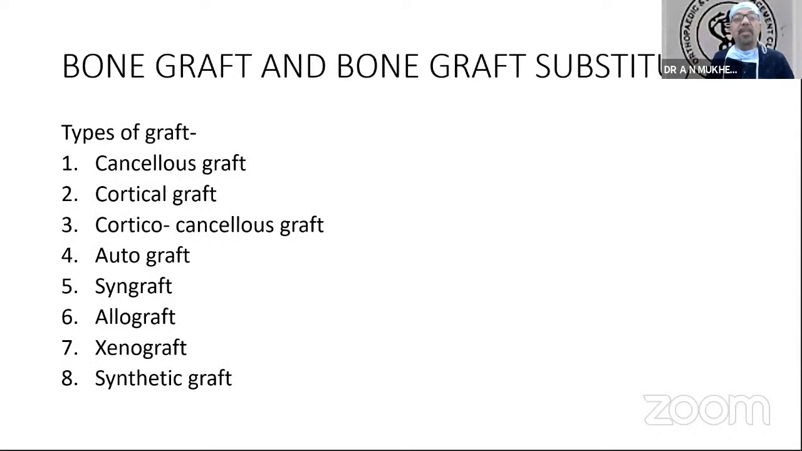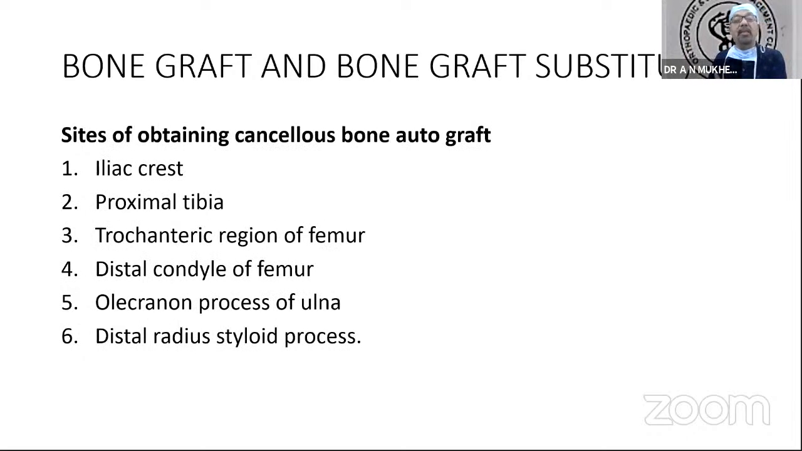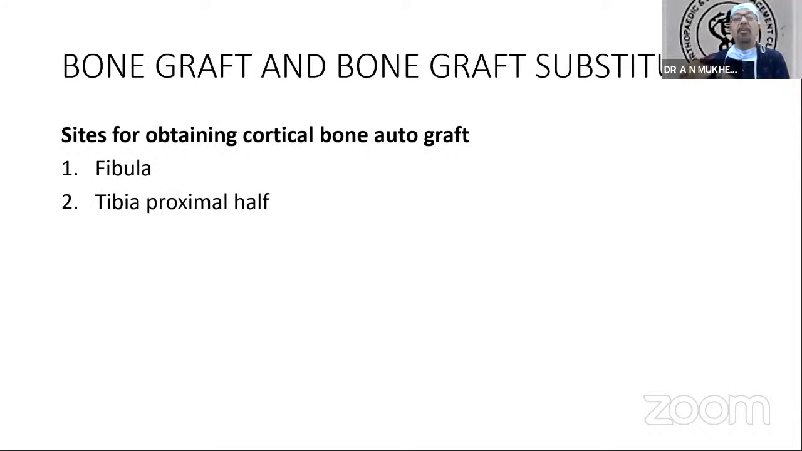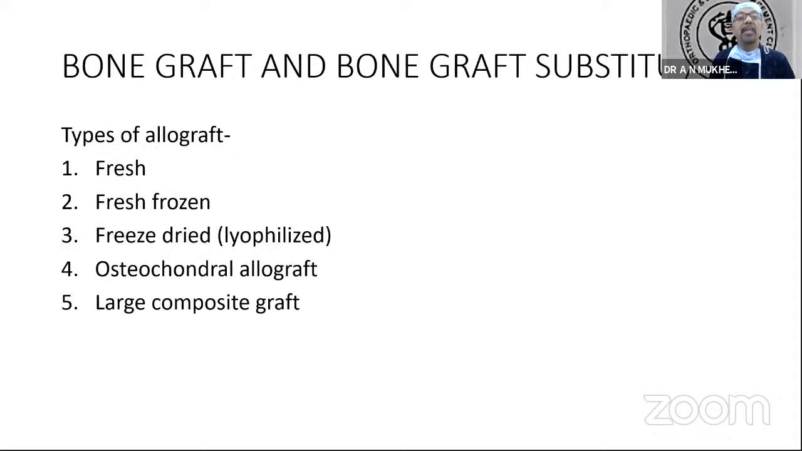The types of grafts are cancellous, cortical, and corticocancellous autograft. We have isograft, we have allograft, we have xenograft. The sites, as we know, are the iliac crest, proximal tibia, trochanteric region of the femur, distal condyle of the femur, olecranon process of the ulna, and the distal radius. The sites for obtaining cortical bone in autografts are the fibula and proximal tibia. The allografts are fresh frozen and freeze-dried grafts, osteochondral allografts, and large composite grafts.